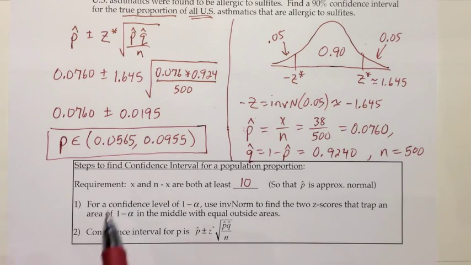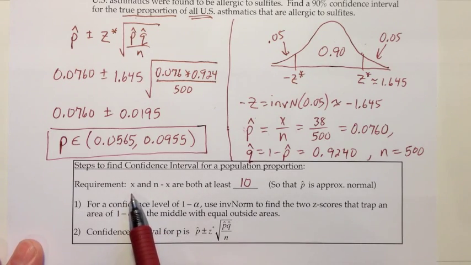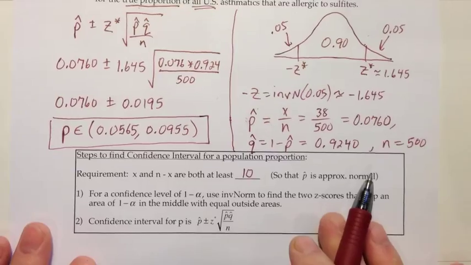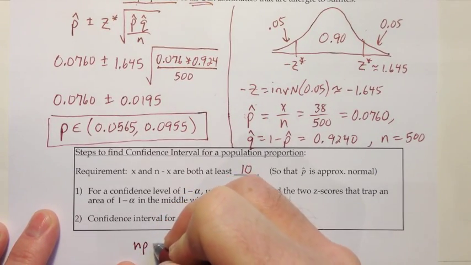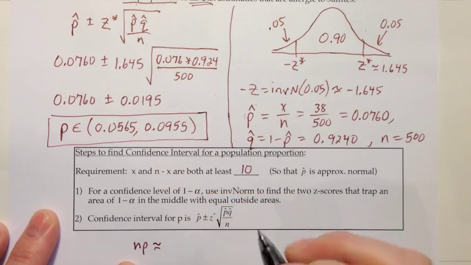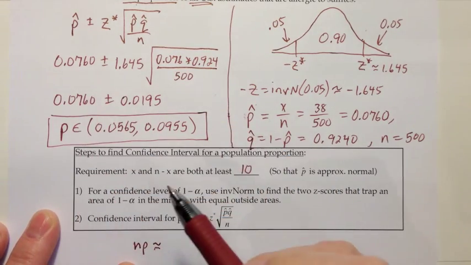Alright, so just a quick comment on why is this an x and not np. It really is supposed to be np that's bigger than 10, but we don't know what p is. So, right, we're trying to do a confidence interval to estimate that.